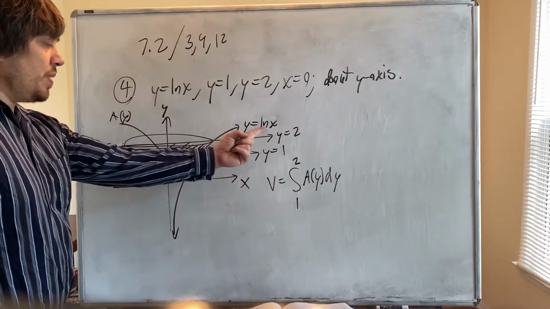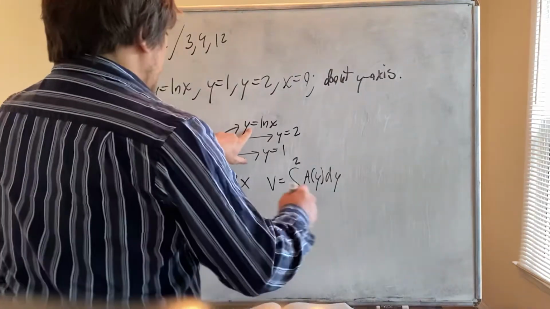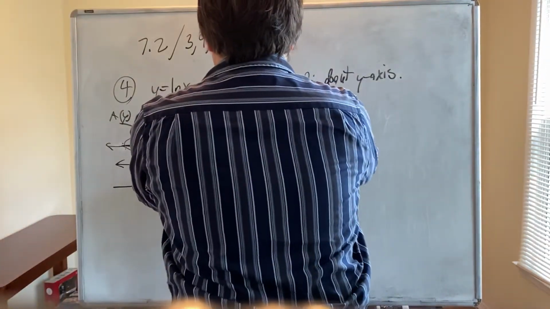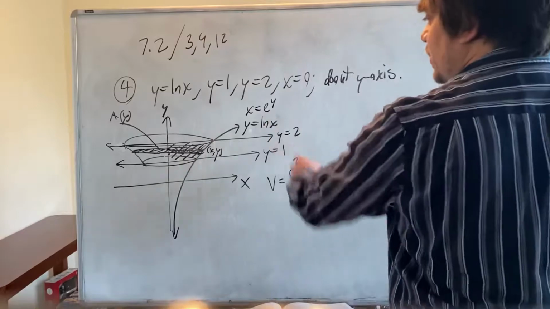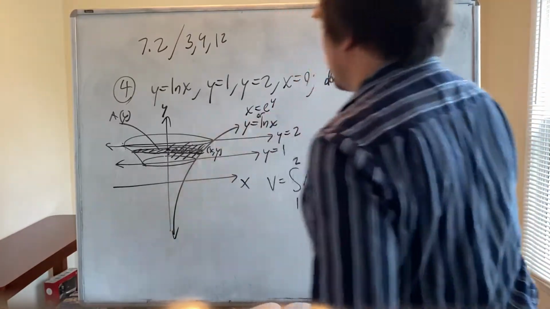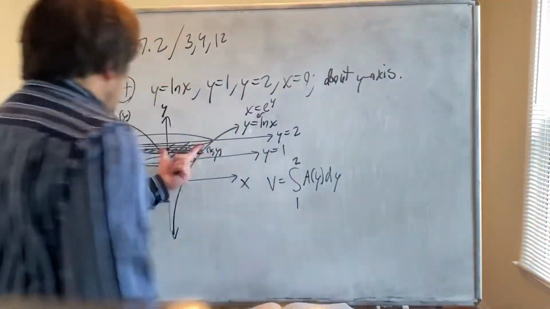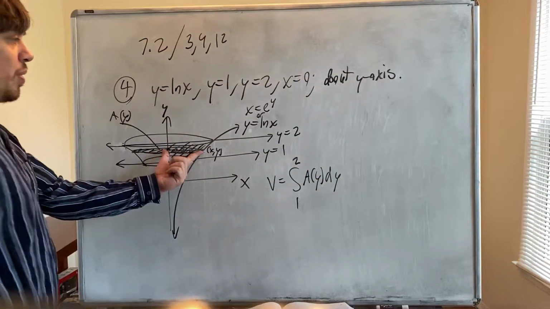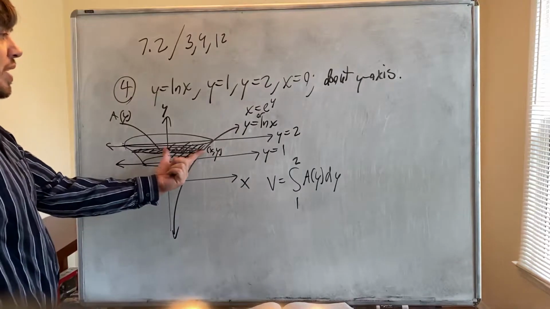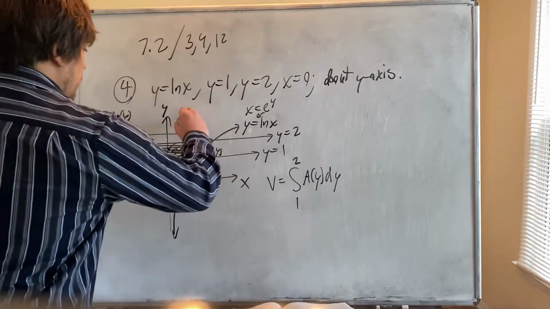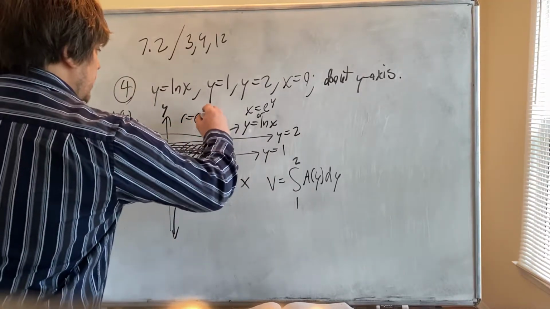But the x coordinate, well, y equals ln x. So x equals e to the y. So an equivalent equation to y equals ln x is x equals e to the y. And so since the radius of the washer is the x coordinate of the point, and x equals e to the y, the radius is e to the y. So the radius of the washer is equal to e to the y.